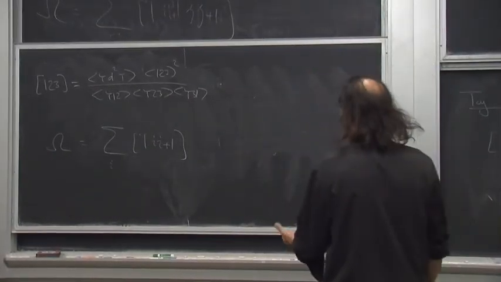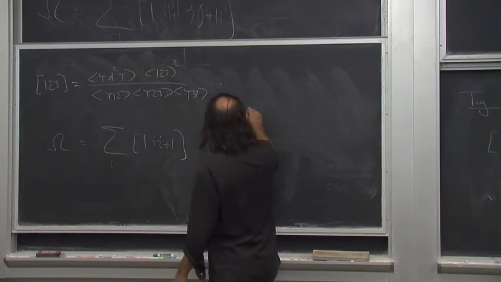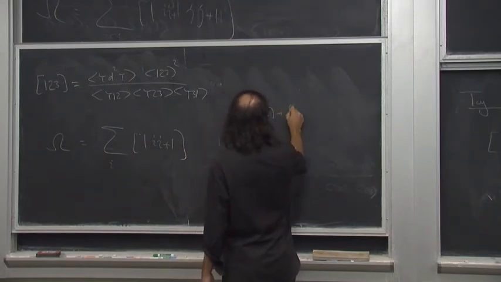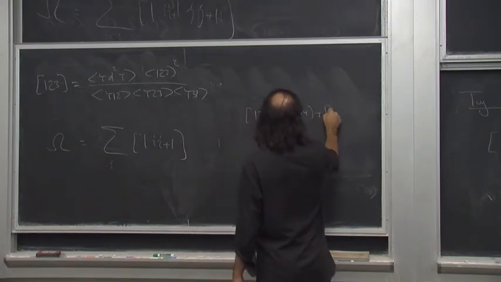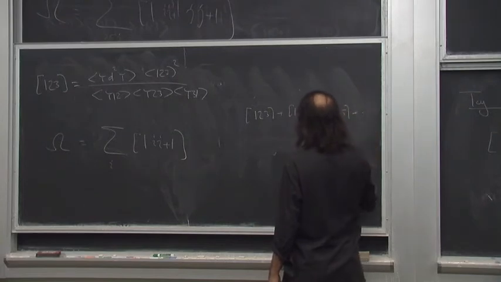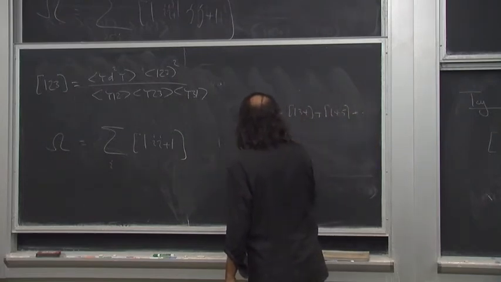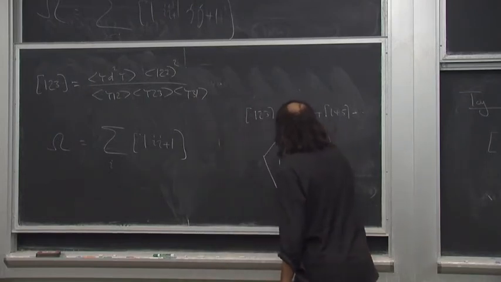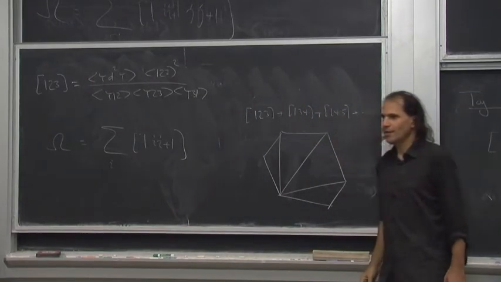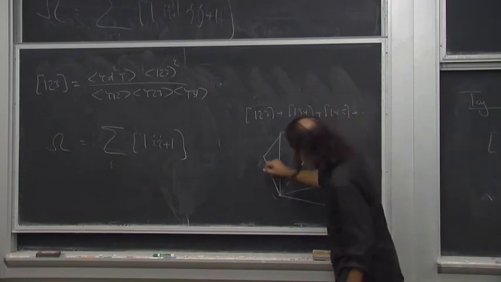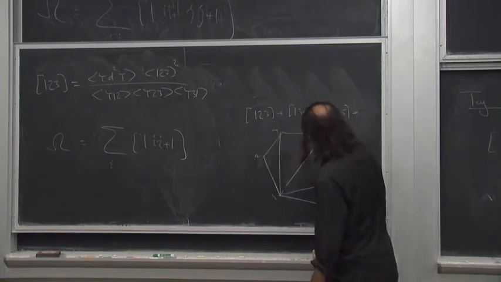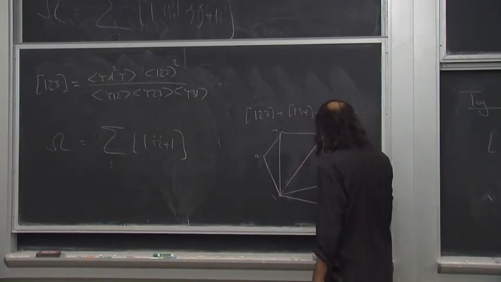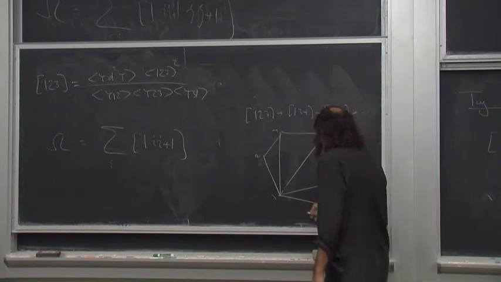Because what is this? This is 1, 2, 3 plus 1, 3, 4 plus 1, 4, 5 plus so on. And so what is this? This is just the triangulation of a polygon. 1, 2, 3, 1, 3, 4, 1, 4, 5, and so on.